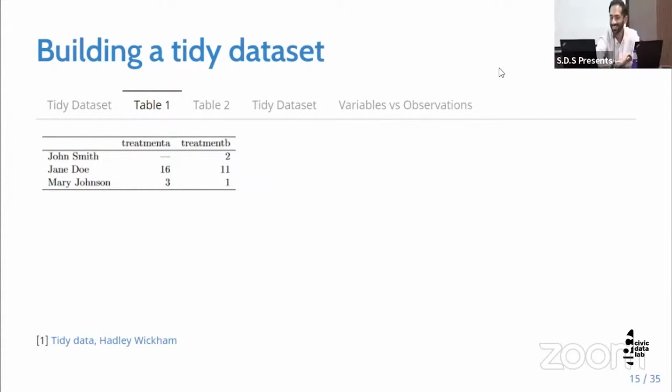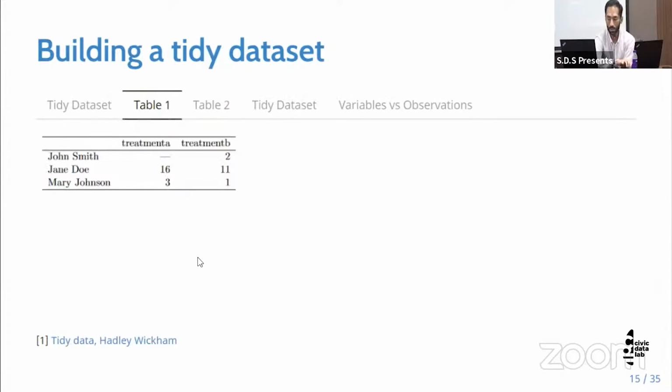Treatment A and treatment B. And what about the first column? Yes, so there are actually 2 variables. First column is not a variable, it is a label, it is a row label. And there are 2 variables in this dataset.